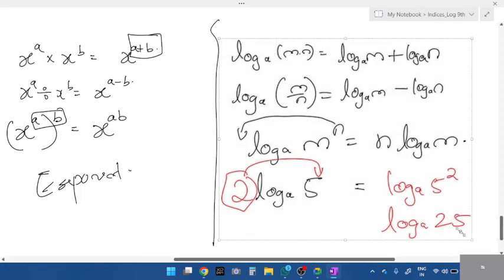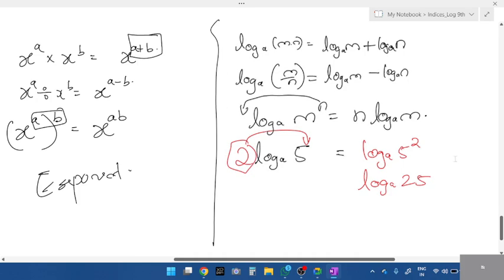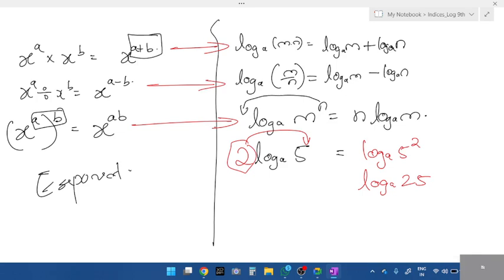These are the concepts you have to remember. That's it. Power law, even here, look at this. This is quotient law, product law, this is quotient law, this is power law. Power law is slightly different. When there are two powers, write the power before log.